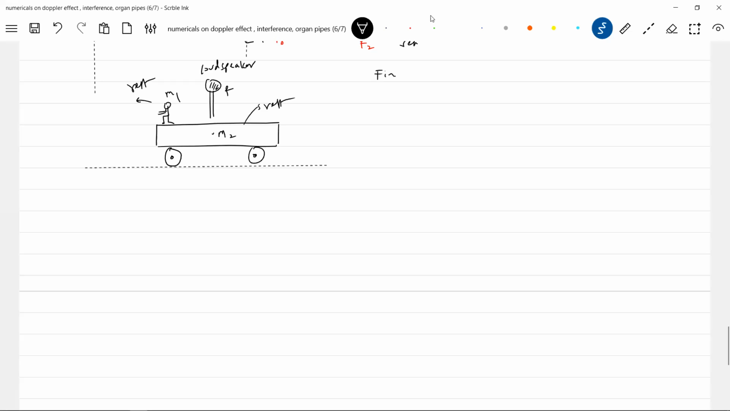Find the apparent frequency heard by the person when he jumps with a velocity u(r) relative to the trolley.